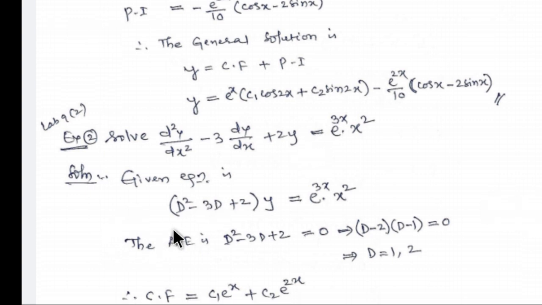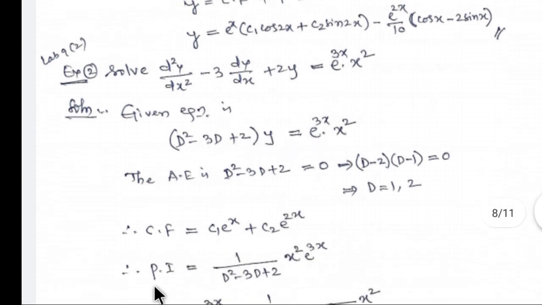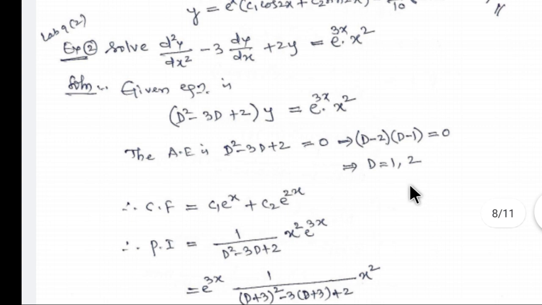Right, the given equation in symbolic form is d square minus 3d plus 2 into y equal to e raised to 3x into x square. First you find out the complementary function. To find that, the auxiliary equation is d square minus 3d plus 2 equal to 0, or m square minus 3m plus 2, where d is considered as an algebraic quantity here. So the factors you get are d minus 2, d minus 1 equal to 0, d equal to 1 and 2. So real roots and distinct.